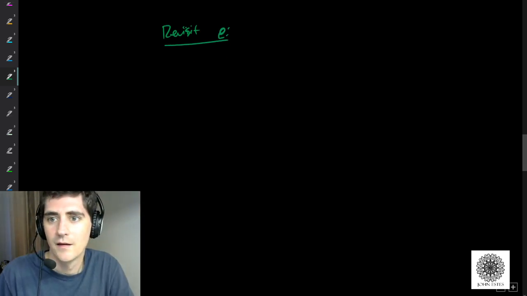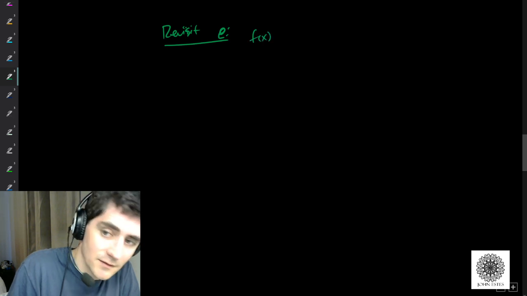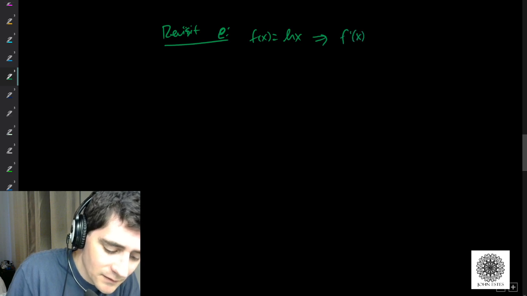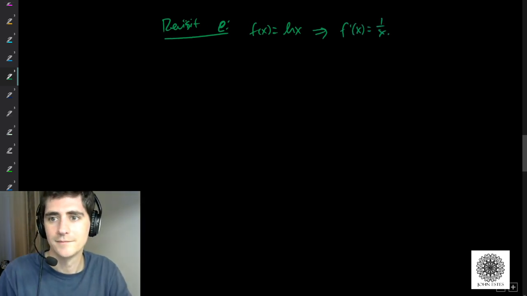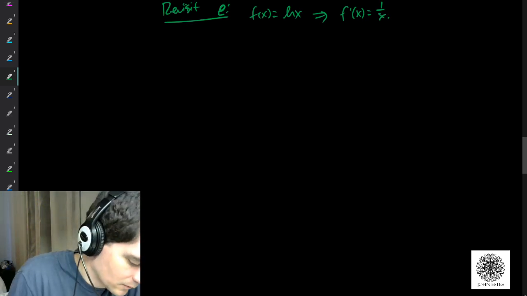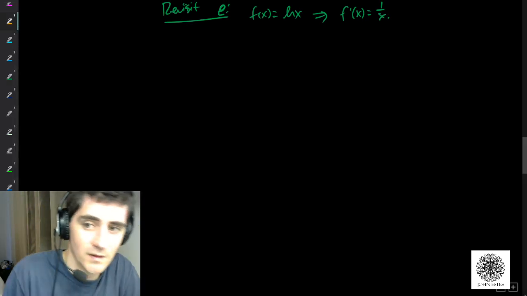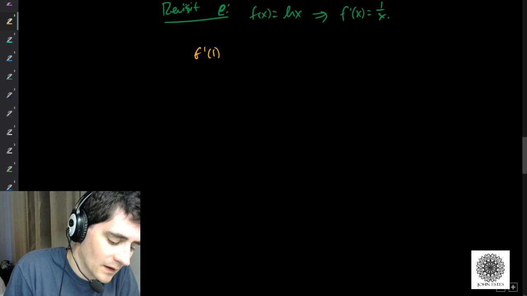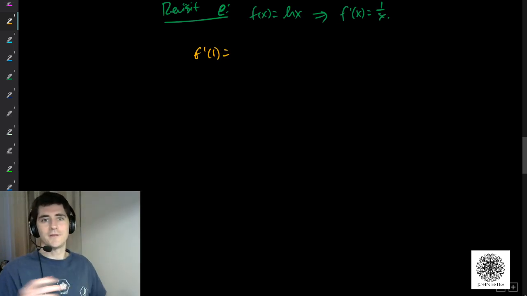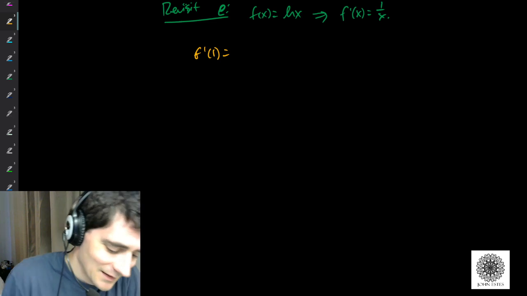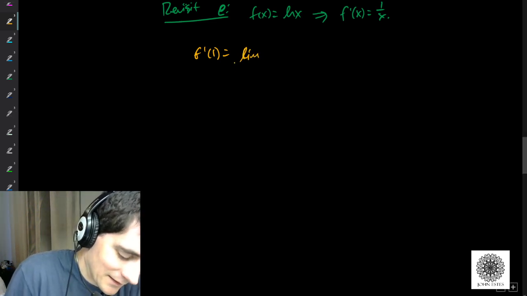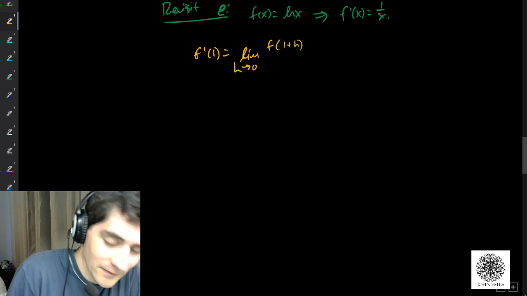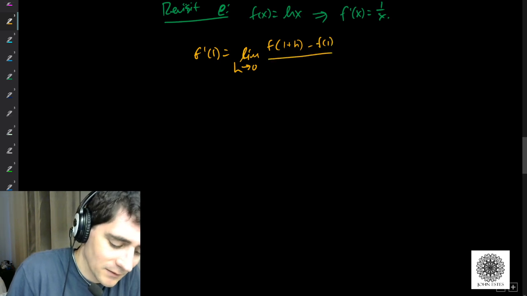All right, so if we have f of x to be ln x, then I know that f prime of x equals 1 over x, right? Okay, so that means if I took the derivative, let's let f be ln x, and plug in 1, going back to the definition of a derivative, that's the limit as h approaches 0 of f of 1 plus h minus f of 1, all over h.